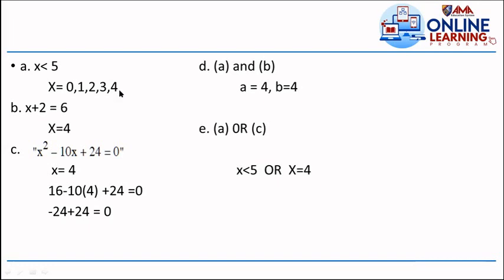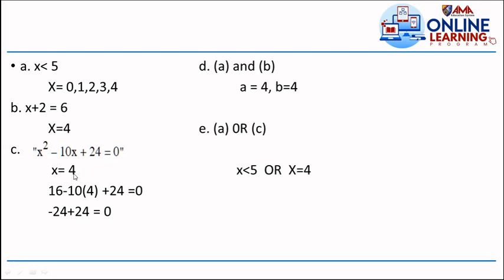Okay? So, number 2, tama yung sagot mo. The value of x should be equal to 4 to make the statement to be true. 4 plus 2 is equal to 6 po. Okay? Next, for letter C, x squared minus 10x plus 24 is equal to 0. Okay? So x is equal to 4.